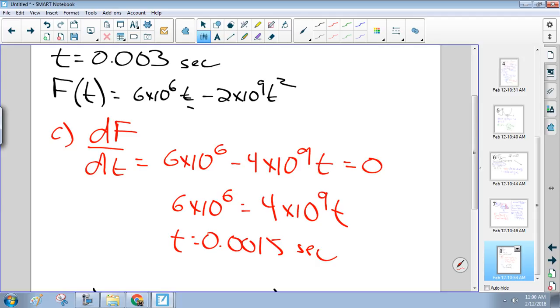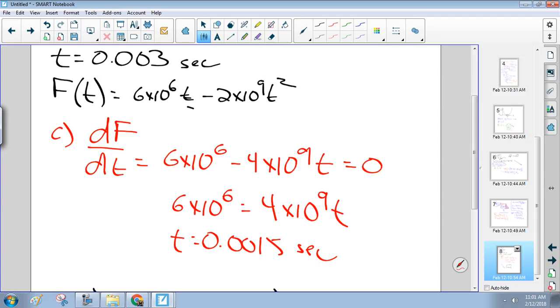Technically, we should probably ensure that it's a max. How do you do that? Take another derivative and make sure that at that time it's concave down, which means negative. At a maximum, your second derivative should be negative, because your slope is decreasing. And it is, because if you take another derivative, you get negative 4 times 10 to the 9th, which is always negative. All right, so for C, plug that back in. Are we good?